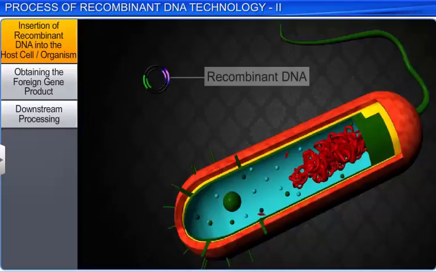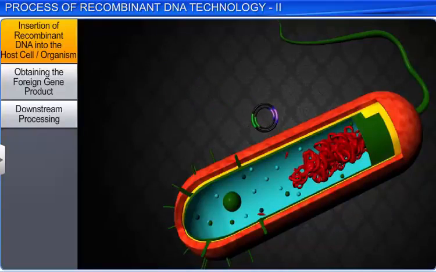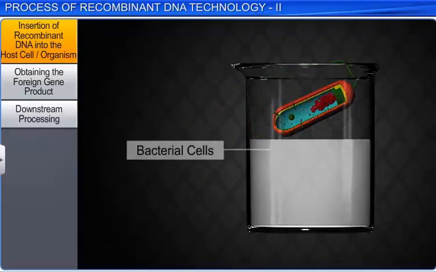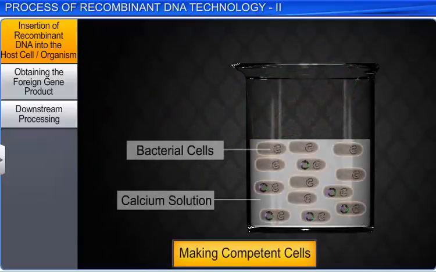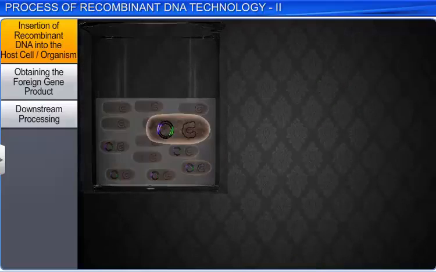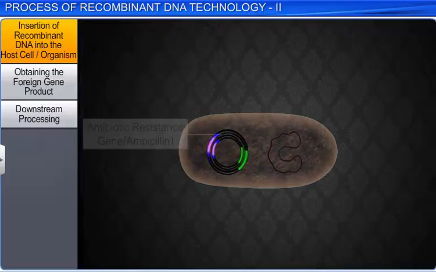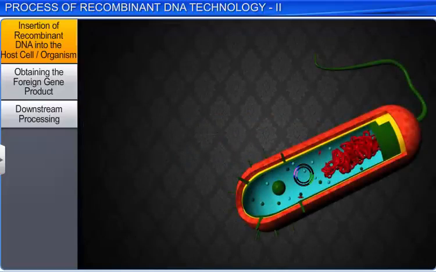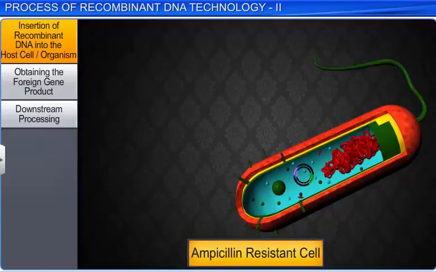Insertion of recombinant DNA into the host cell is one of the most challenging steps, as first the bacterial cell has to be made competent to receive the DNA. If we consider the insertion of a recombinant DNA-bearing gene for ampicillin into the host cell E. coli, the host cells will become ampicillin resistant.